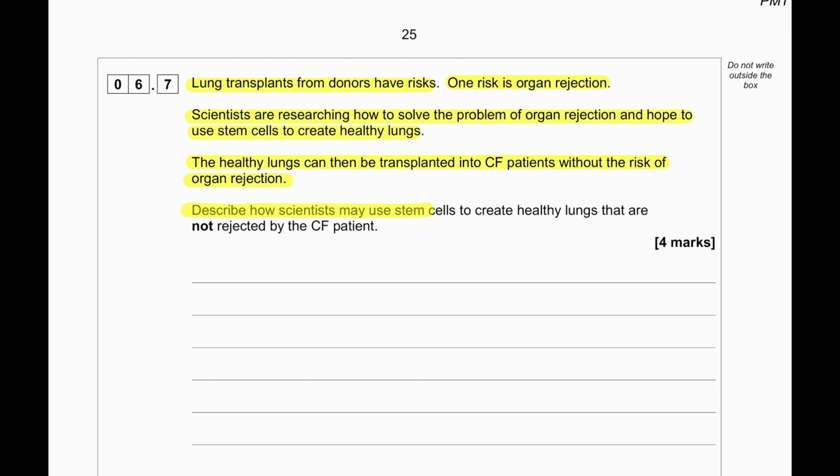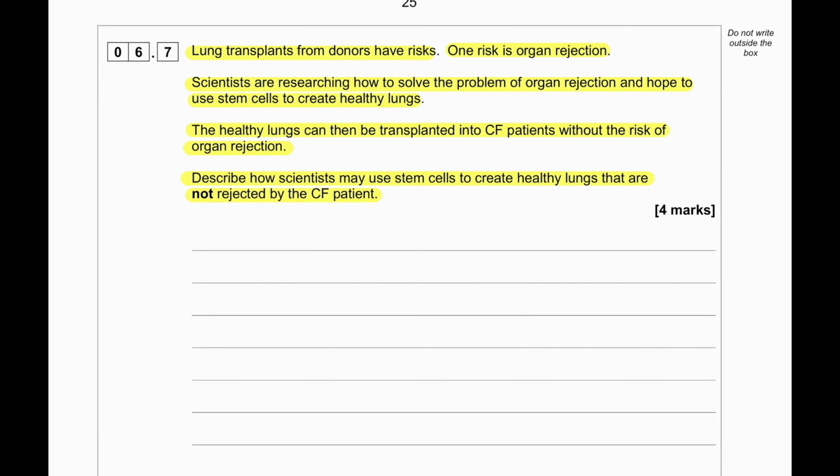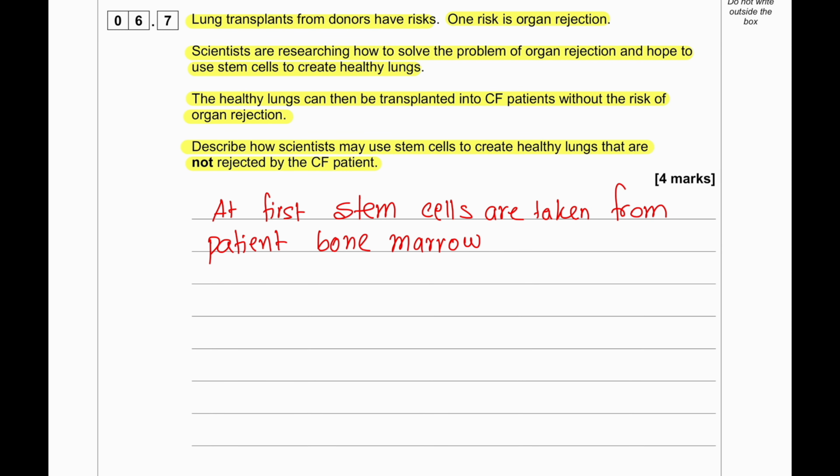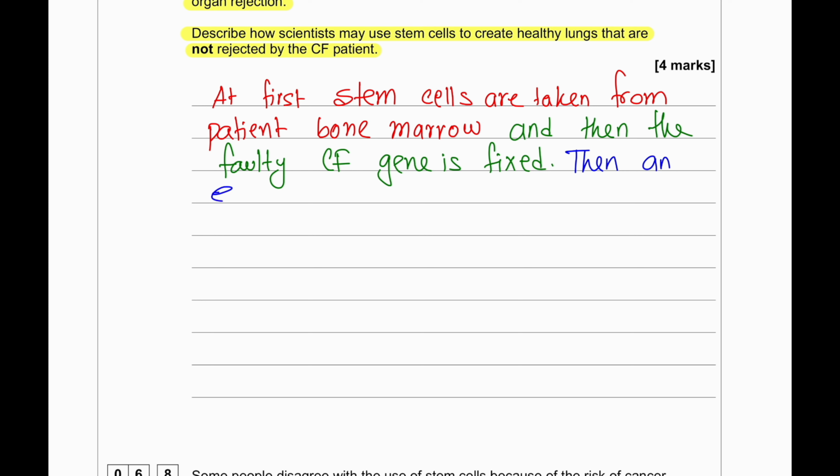Describe how scientists may use stem cells to create healthy lungs that are not rejected by the cystic fibrosis patient. The process of producing a healthy lung using stem cells, and producing any other tissues or organs using stem cells, are similar. First of all, stem cells from the patient's bone marrow will be taken. Then the stem cells will undergo a process of genetic modification. We will genetically modify them so that we can fix the faulty cystic fibrosis gene.